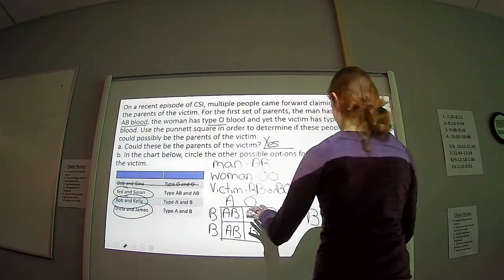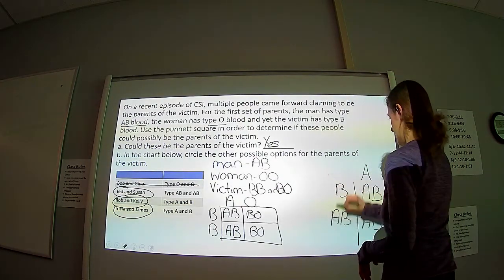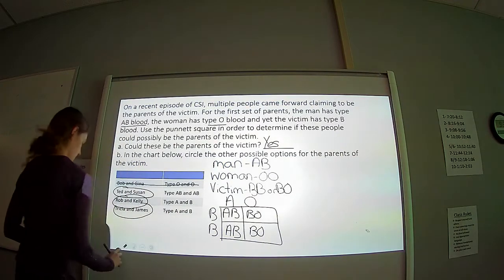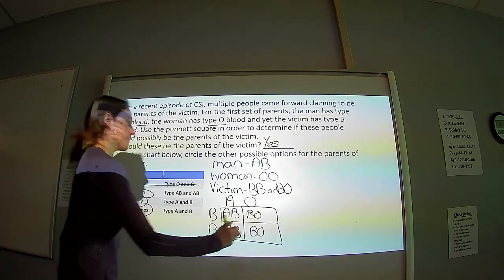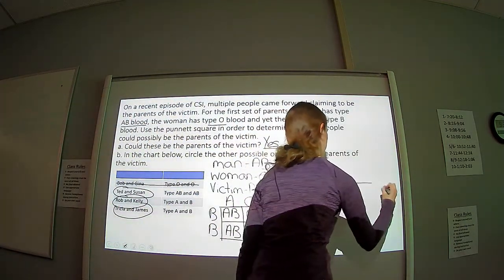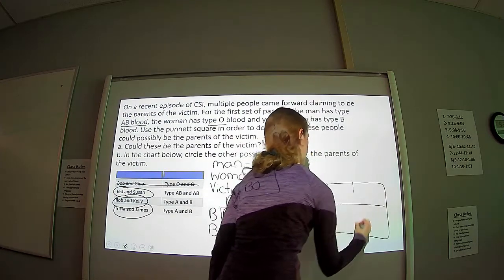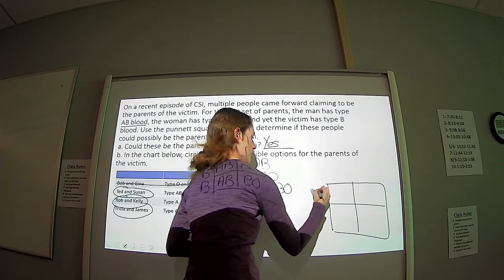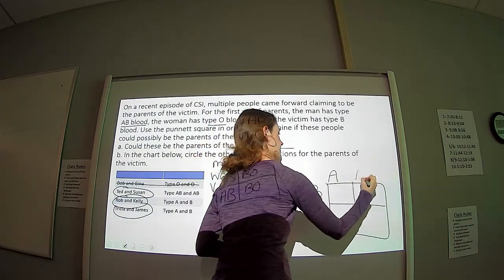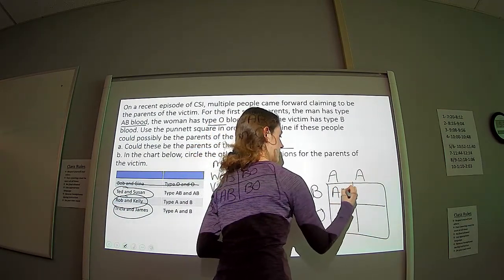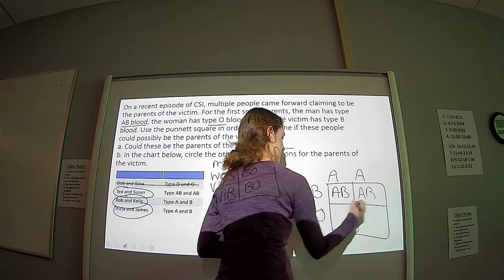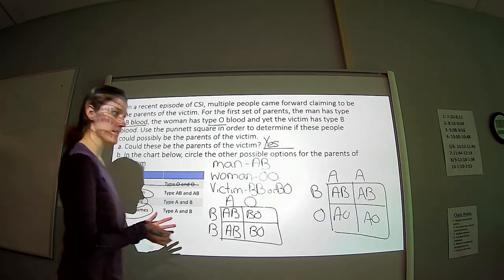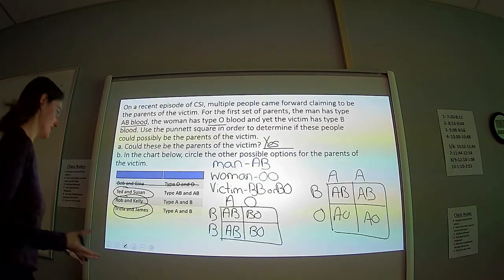If I continue on, let's see, she was last time, then back up. This time we'll make the B person heterozygous. B, AB, AO. In that scenario, they would not be the parents.